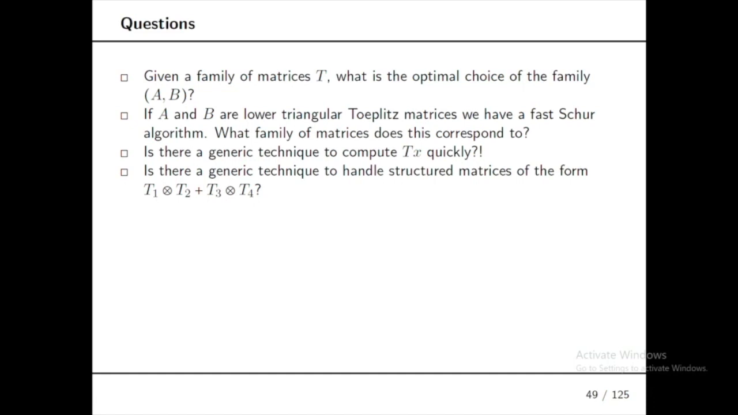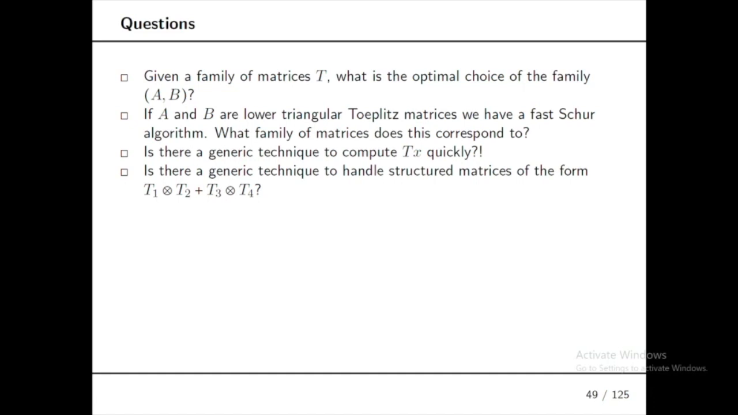There are lots of papers saying, okay, if A looks like this, B looks like this, we can do it. But in general, there is no theory that matches T inverse times X. Just because you can apply T inverse times X quickly doesn't mean you can multiply T times X quickly, which is very surprising. I think that is worth looking at.